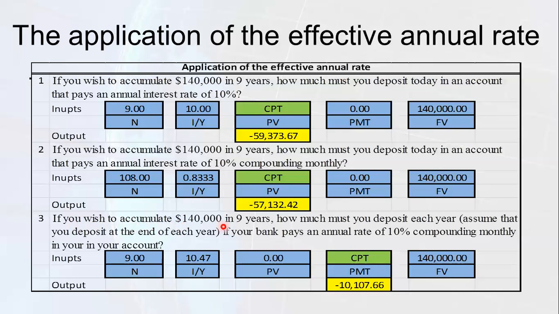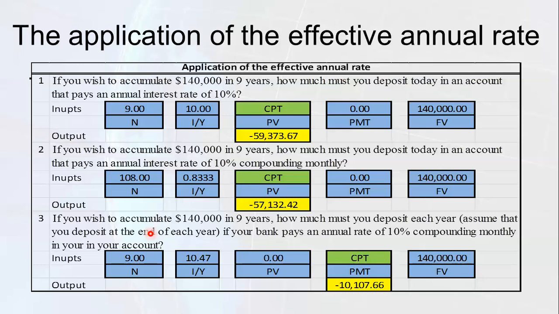If you wish to accumulate the same amount of money in 9 years, okay, and you want to deposit in your bank account at the end of each year for the next 9 years, okay, and then the bank pays you 10% APR compounding monthly in your account, okay, so how much should you deposit each year? You are depositing at the end of the year, okay.